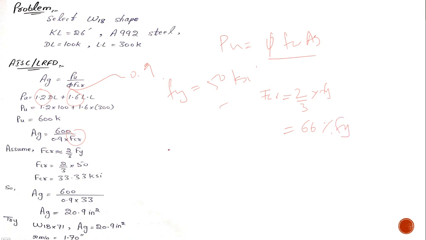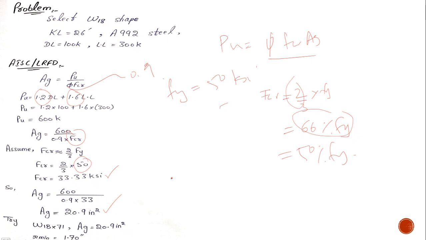I mean, you can assume FCR equal to 50% of Fy, but it would be too conservative and too uneconomical a design. So it's always better to go for 2/3 of Fy, or 66% of Fy. So I've done that. My FCR comes out to be 33.33 KSI, and this is given. So I've put this in this equation, and my area comes out to be this.